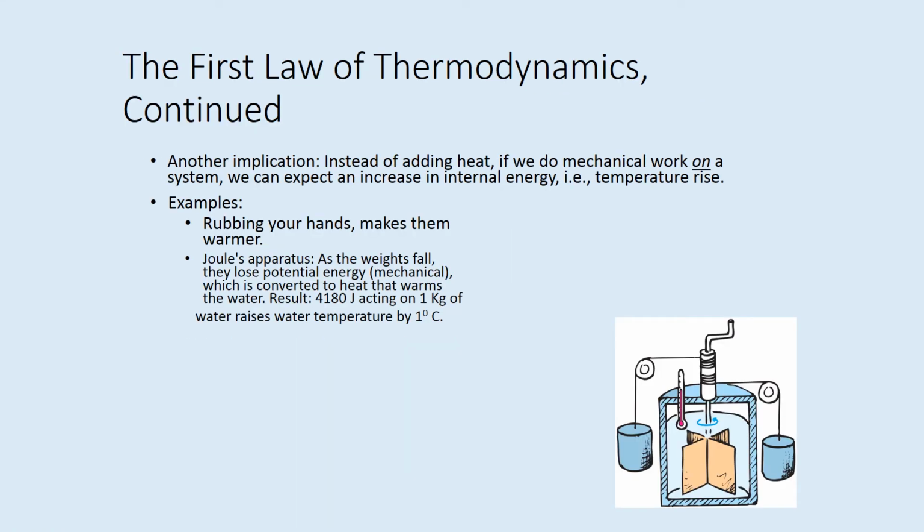An important implication of the first law of thermodynamics is that if instead of adding heat, we do mechanical work on the system or the liquid or the gas, we can expect an increase in internal energy, and there will be a corresponding increase in the temperature. One example is rubbing your hands together to make them warm. I do work on my hands. I overcome friction by doing the work. That work causes the skin of my hands to get warmer.